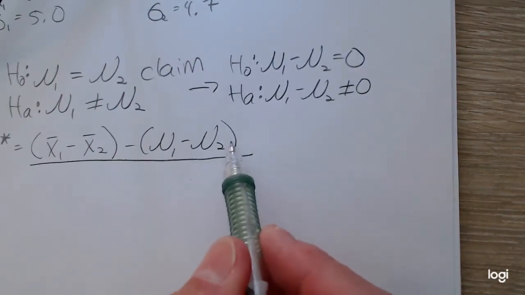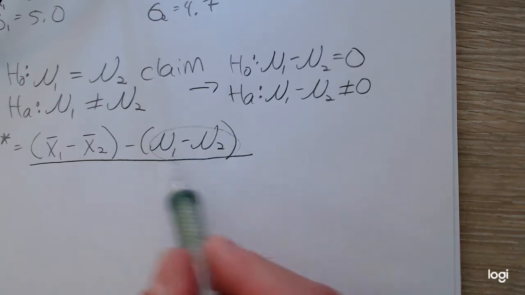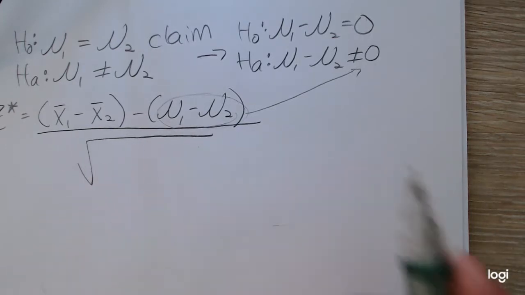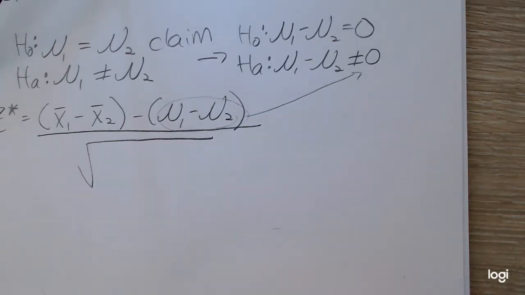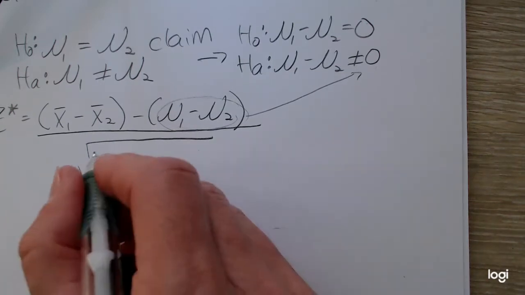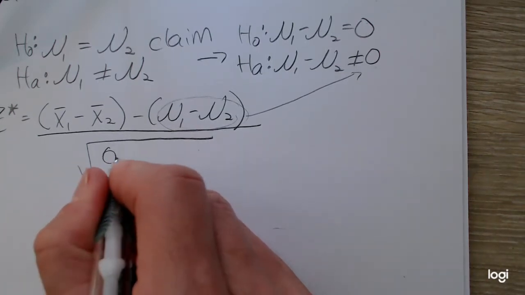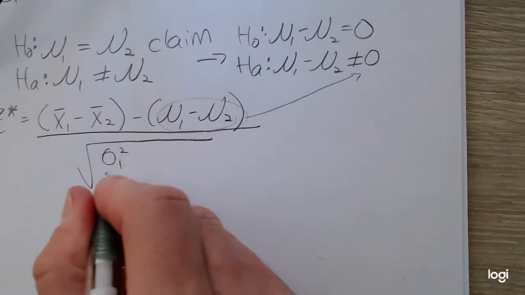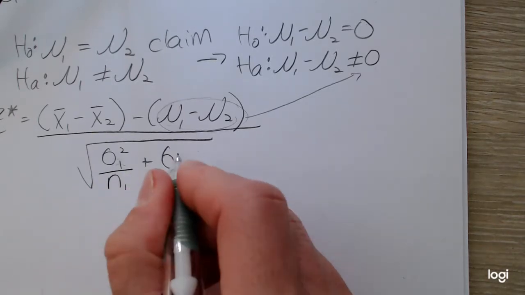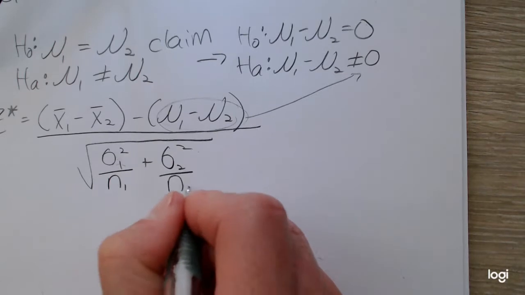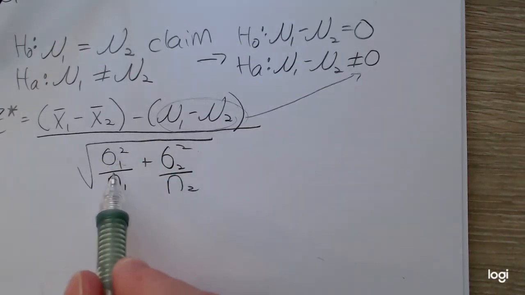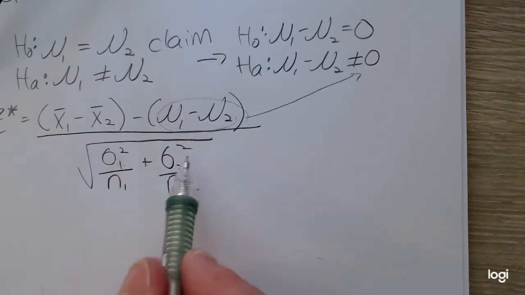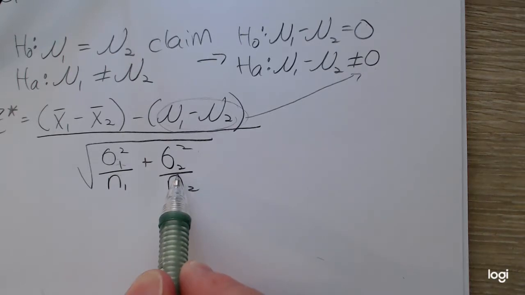So what makes it nice for this formula is this piece here becomes 0, and then the denominator is the standard error for the sampling distribution of the difference of sample means. So that's going to be sigma sub 1 squared over n sub 1 plus sigma sub 2 squared over n sub 2. Now sigma sub 1 squared is the population variance for the first group, and here's the population variance for the second group.